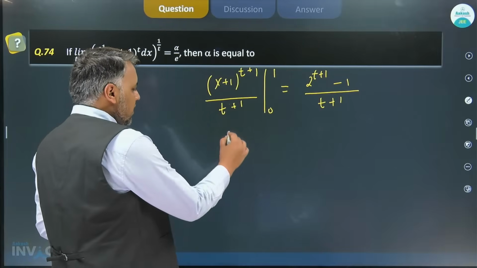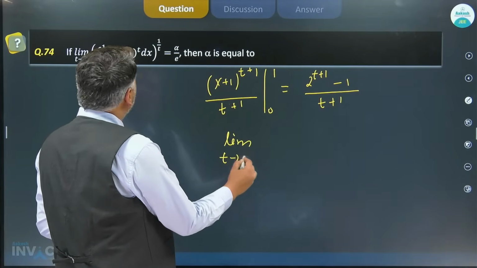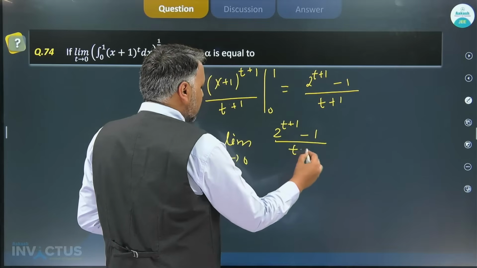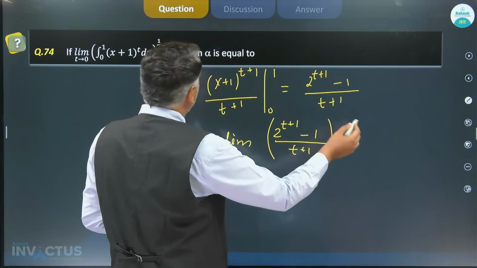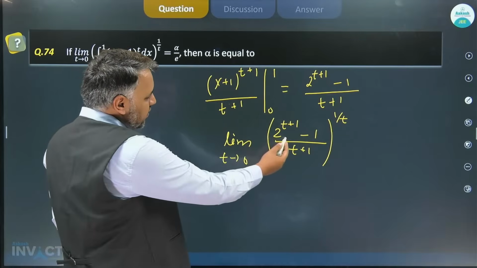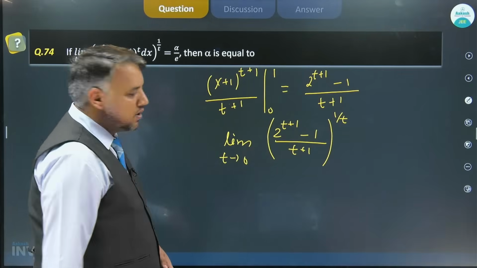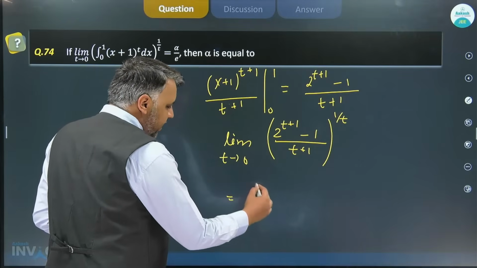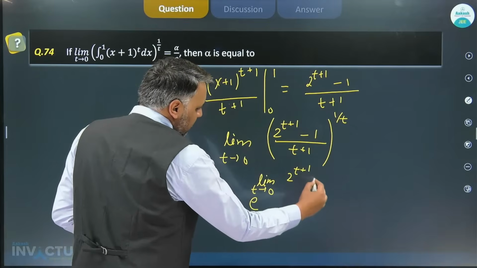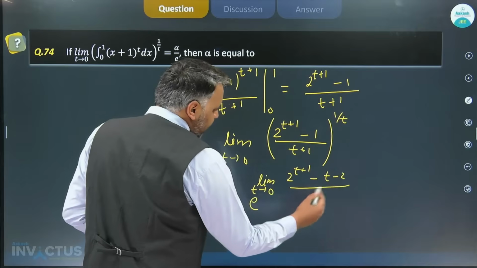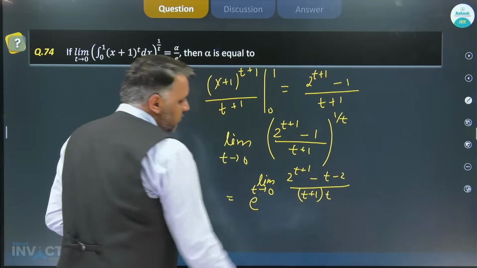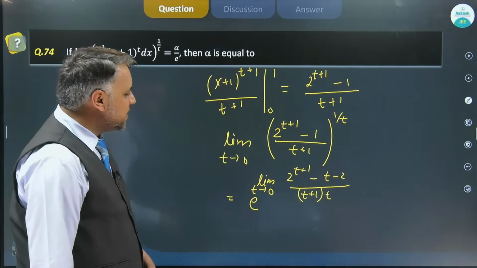So we have to solve limit t tending to 0 of ((2 power (t plus 1) minus 1) upon (t plus 1)) whole power 1 by t. We have to calculate this. So when t tends to 0, this is 1 power infinity form. So this will be e power limit t tending to 0 of (2 power (t plus 1) minus t minus 2) divided by (t plus 1) and t. E power g(x) into (f(x) minus 1), simple.